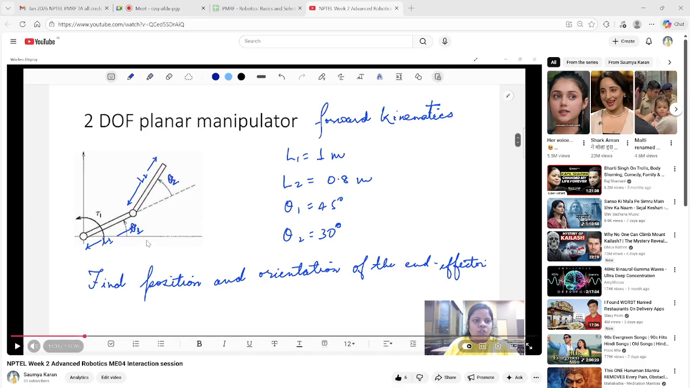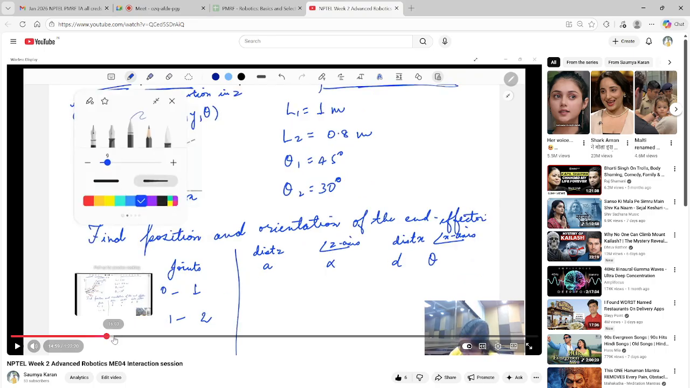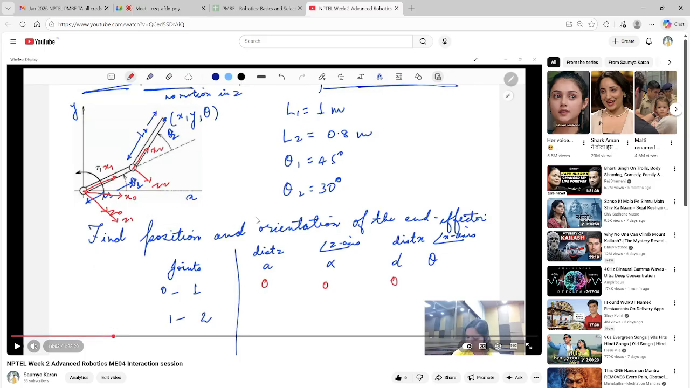Now from here we want to find the position and orientation of the end effector, which would be essentially placed over here. So here we try to find out, now you see how the axes are defined. That is the most important thing.